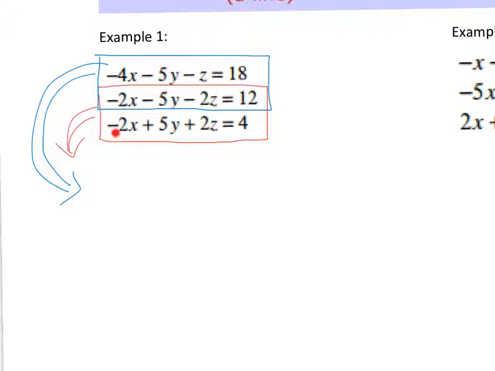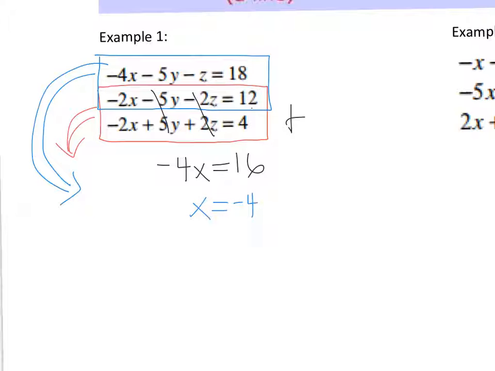If I look at these two, a variable I can eliminate offhand just by adding the 2 equations would be the y's. Actually, the y's and the z's. So if I add these two together, these will cancel out, and I'll get negative 4x equals 16. So then x equals negative 4. That's part of what I know: x equals negative 4.